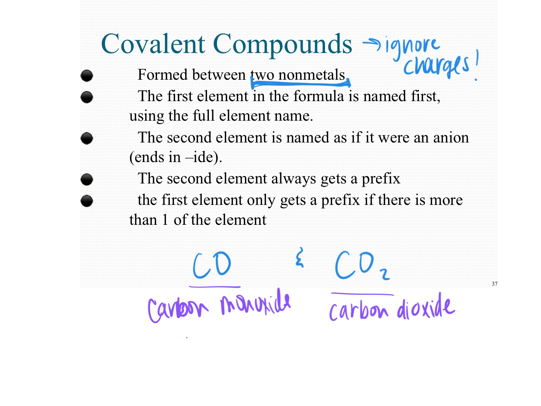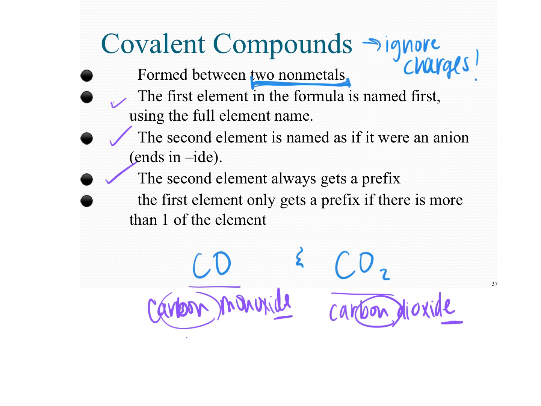They have a prefix. Now, which element gets a prefix? The second element gets a prefix no matter what. Okay, that's one of the rules we have marked up here. The second element always gets a prefix. The second element ends in I-D-E, so it ends as if it's an anion. But the first element uses its full name, right? You'll notice it's not carbide dioxide. It's carbon dioxide. So it keeps its regular name.